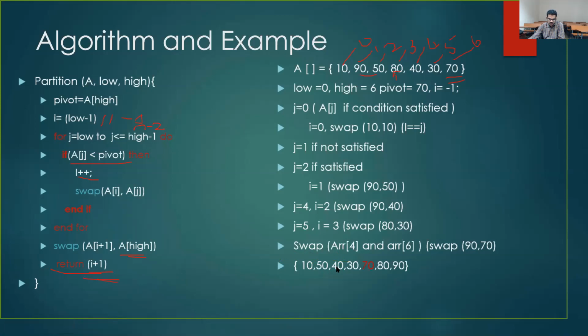So 10, 50, 40, 30, all elements are less than 70. 80, 90, elements are greater than 70. To be formal, to the left it could be less than or equal to 70, and to the right it will be greater than or equal to 70. Then you have to sort this left subarray and right subarray.